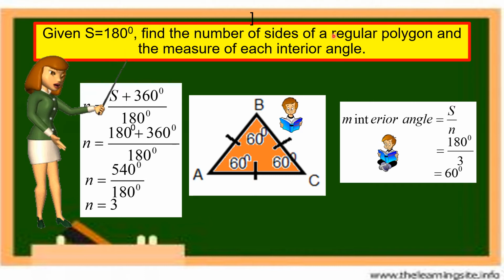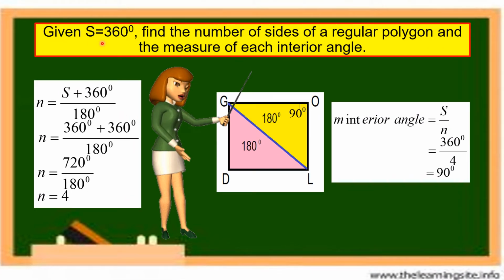Regular means it is equilateral and at the same time equiangular. So the triangle is an equilateral triangle and at the same time an equiangular triangle. In order to find the measure of an interior angle, the formula is S over N. What is S? 180 degrees divided by 3. So the measure of each interior angle of a regular triangle is 60 degrees.